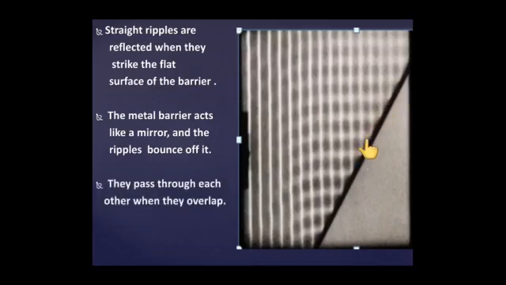They pass through each other and they get overlapped. You can see that the straight ripples and the ripples which bounce back get overlapped with each other.